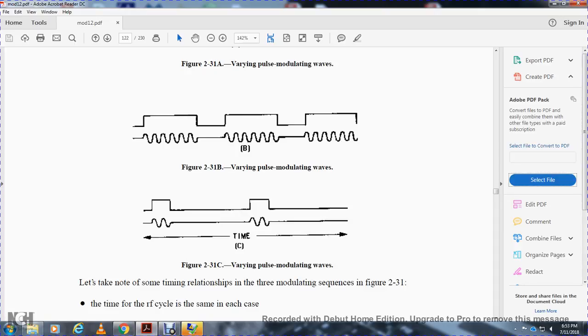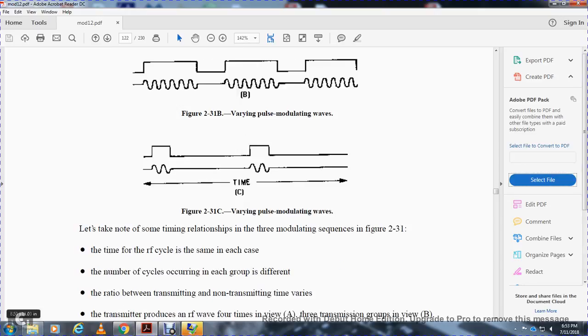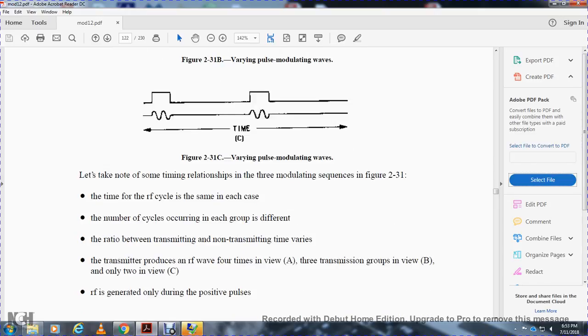Let's look at some time relationships of the three modulating sequences in figure 231. The number of radio frequency signals is the same in each. In each case, the number of cycles that occur within each group is different. The ratio between the transmitting and non-transmitting time varies. The transmitter produced the radio frequency wave 4 times in view A, 3 transmission groups in view B, and only 2 in view C.